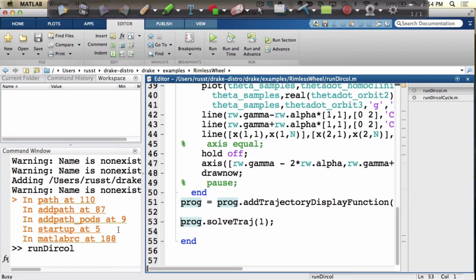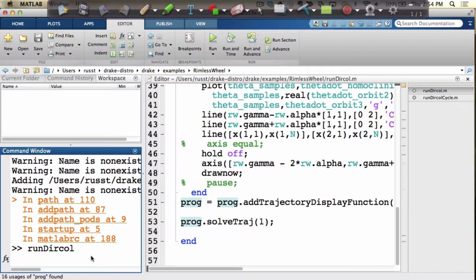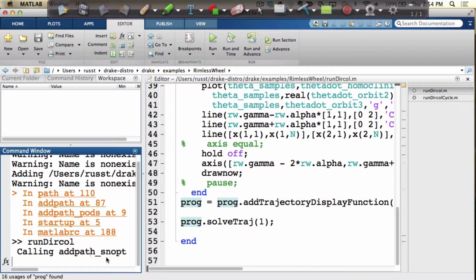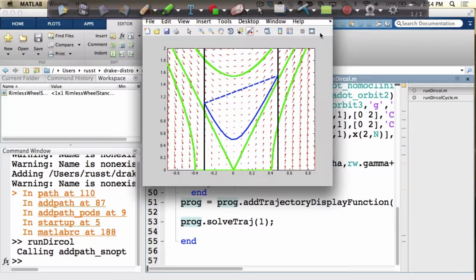I forgot I rebooted my machine, so I gotta wait for Simulink to load. Okay, it's a trivial problem for the optimization.